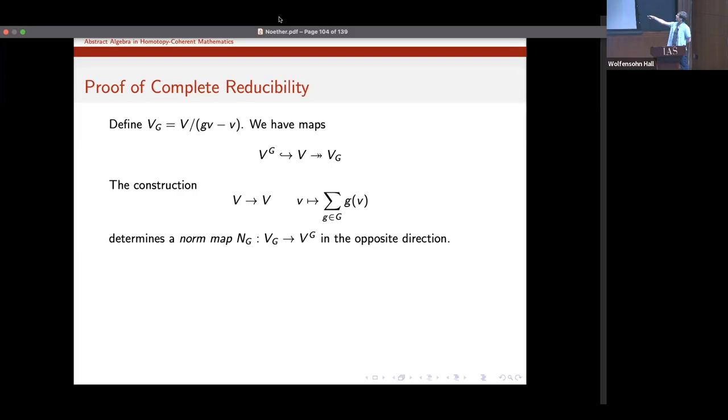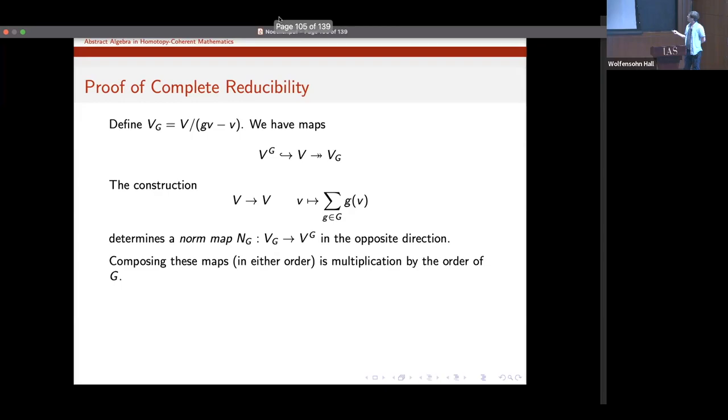So this defines a map in the opposite direction called the norm map. It goes from co-invariance to invariance. And in order to prove that this obvious map is an isomorphism, you show that essentially these two maps are inverses of each other. That's not quite right.